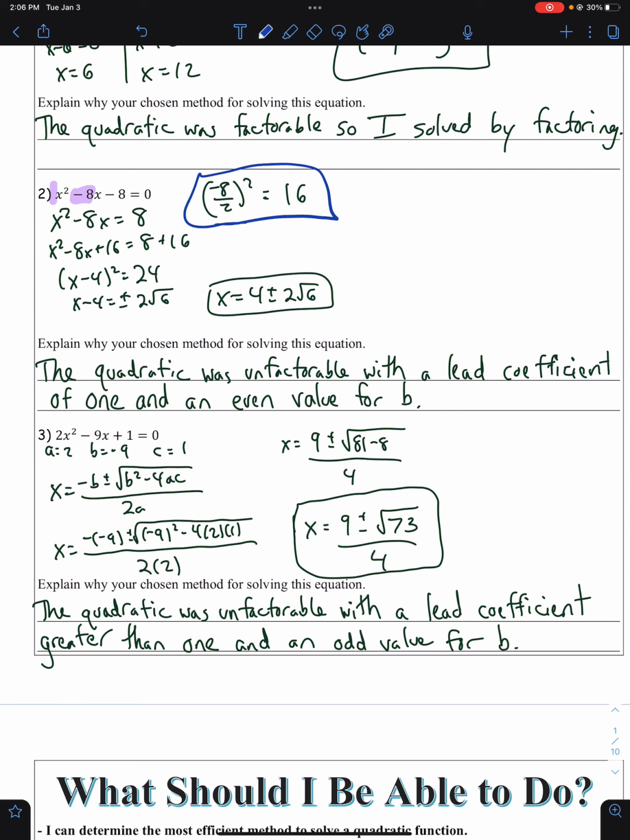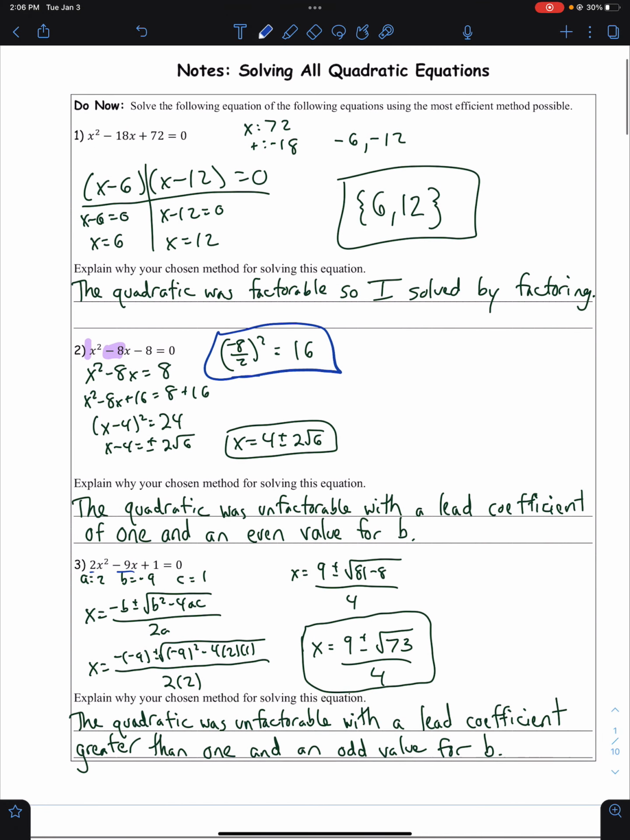And then when you look at 3, why did I choose quadratic formula there? The a coefficient is 2. That's good enough to say, let's use the quadratic formula. Also, the b value is an odd number, making it a little bit more difficult to use completing the square. You definitely could complete the square on number 3. It just would be a lot more steps and a lot more room for mistakes. So that's what I got for the do now. Let's go to the next page.